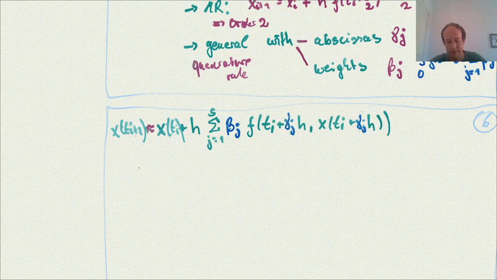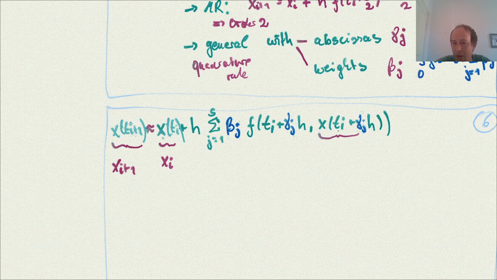This will be the x_{i+1} in our scheme. This here is what we know, that's the x_i. But most importantly, we still have these values inside, and it's not clear what they should be. Here is the actual solution, which is not exactly x_i, but also not x_{i+1}, but something in between. And this will be similar: intermediate values of the scheme.